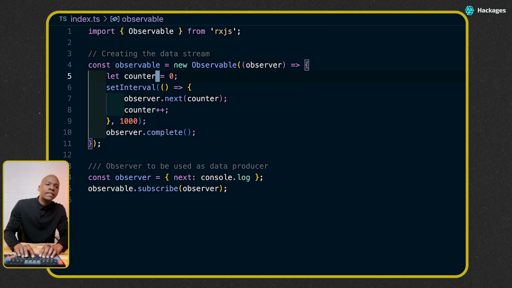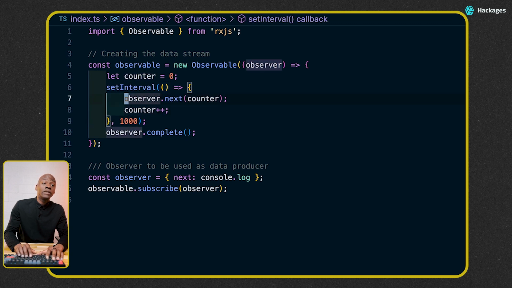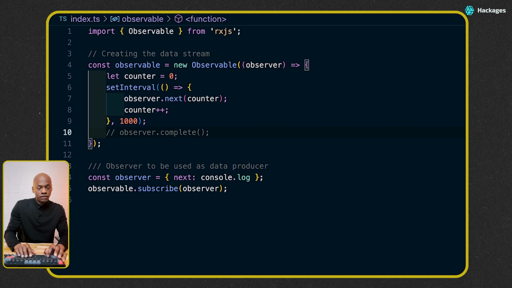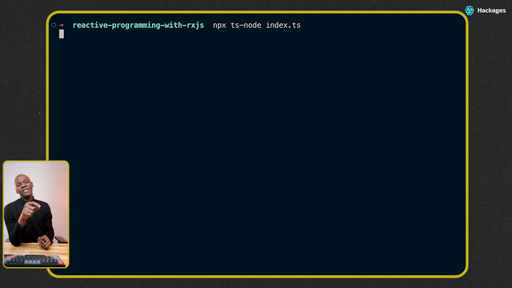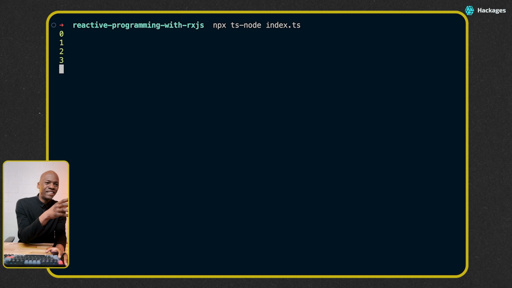We created a counter. We have a set interval right here that every second will call this, and then we have a next function that is being called. Then let me remove this for now, because actually I have a complete right there. So that could simply be the issue. So it's working. 0, 1, 2, 3, 4.